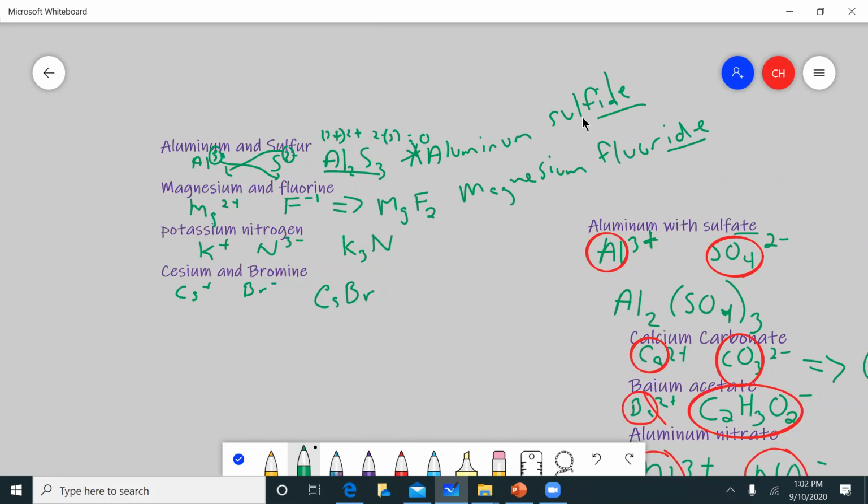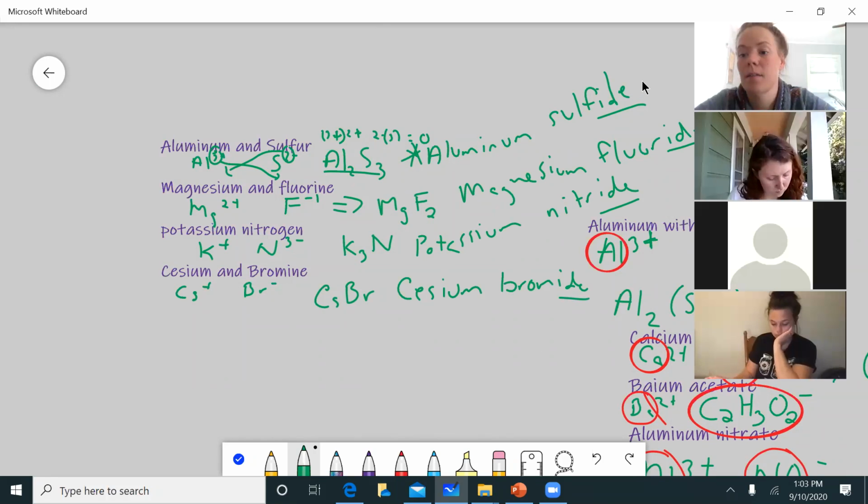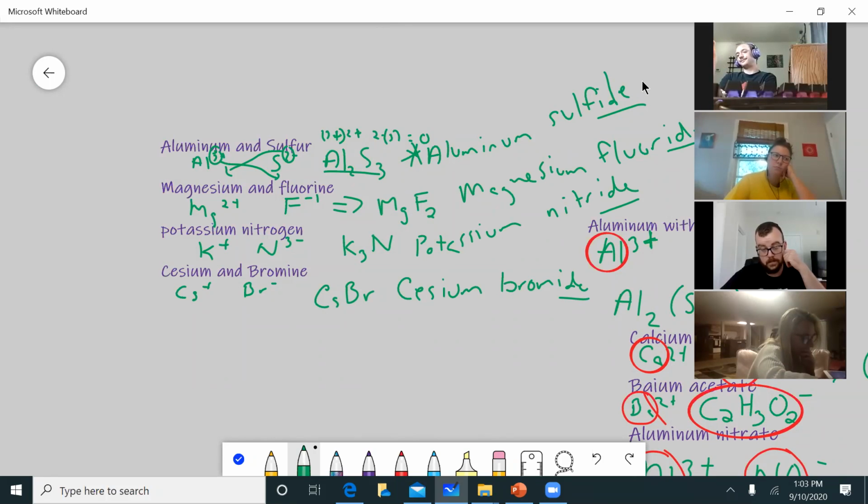The base names is in the text. So it's sulf, fluor, nitr, brom, ox, and so on. So here we've got potassium and nitrogen, so this would be potassium nitride. This one here, cesium bromide. The -ide is referring to the element version. So that's just how you're always going to name those.